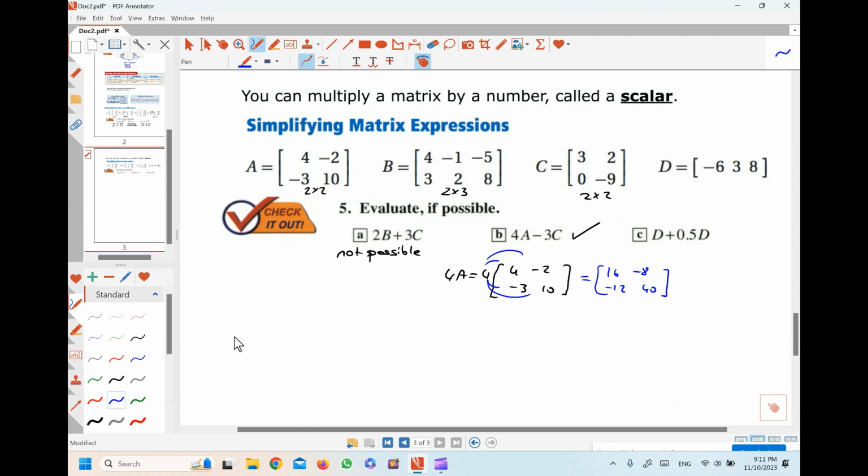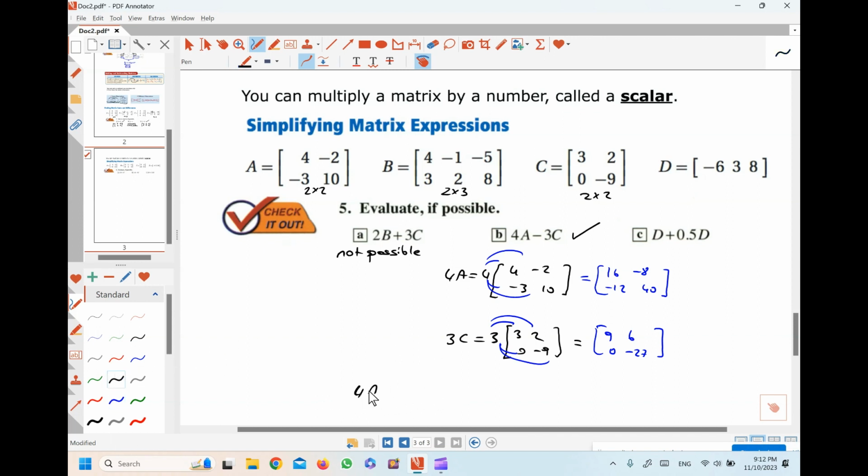Now let's derive 3C. Multiply C by 3. 3 multiplied by matrix C, which is 3, 2, 0, negative 9. So similarly, we multiply every single entry in this matrix by 3. 3 by 3 makes 9. 3 by 2, 6. 3 by 0, 0. 3 by negative 9, negative 27. Now we got 4A and 3C. Now we have to subtract them.